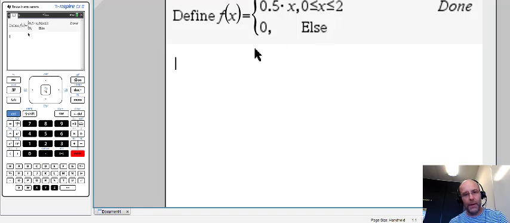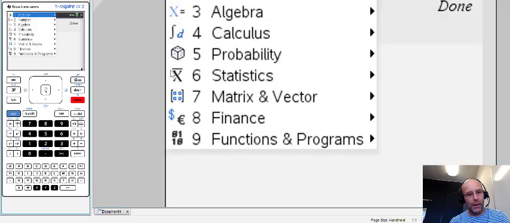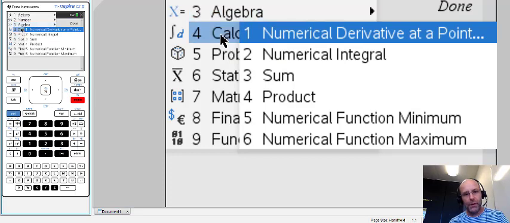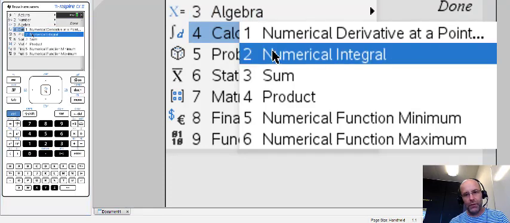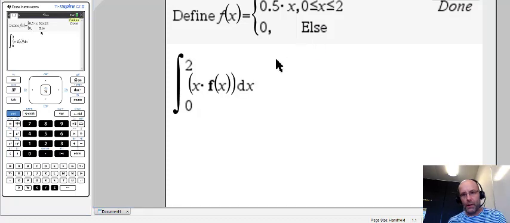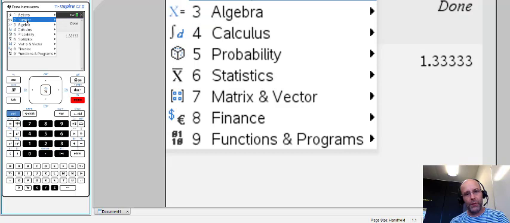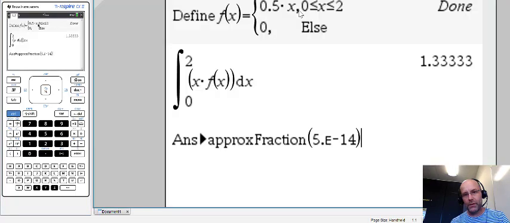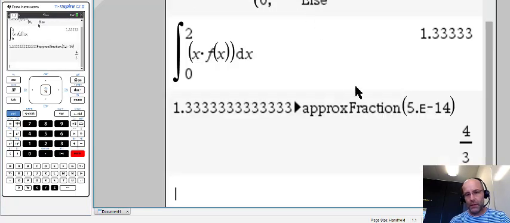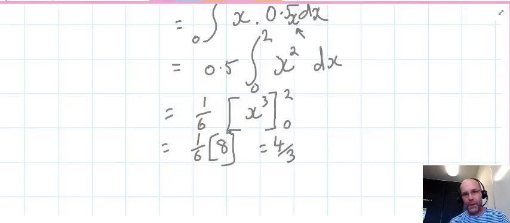That's defined. So now we take the integral that we're after from 0 to 2, and one way of doing that is numerical integral, like so, and all that just gets entered in, and you've got 1.3 recurring. Then optionally you can go to the number menu and approximate to fraction, and you got 4/3, but I think you knew that was 4/3, just the calculator terminated the decimals at 5 places there. So that is our answer.